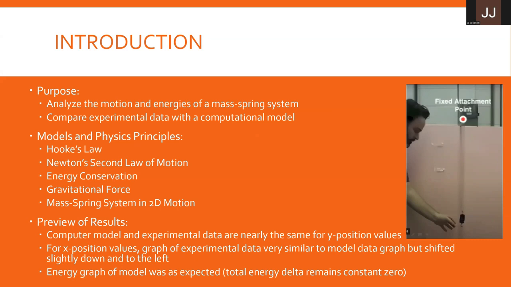As a preview of the results, we found that the computer model and experimental data closely matched in the y direction, though for the x position, the experimental data graph was shifted slightly down and to the left, which could indicate incorrect assumed information. The energy graph matched expectations, with the total energy remaining constant and no change in total energy.